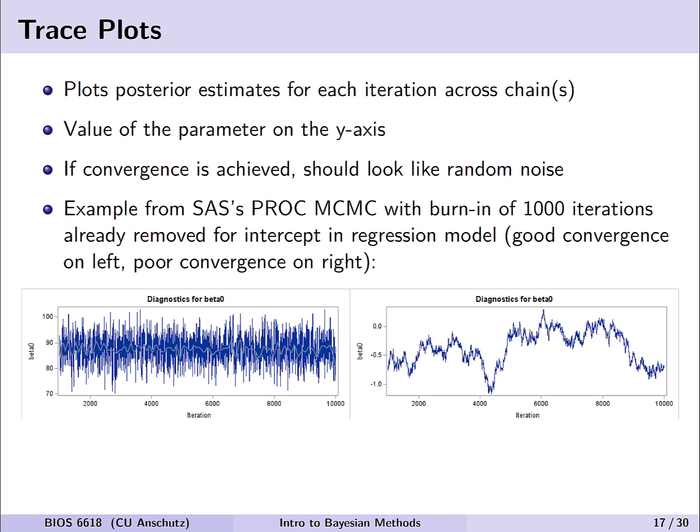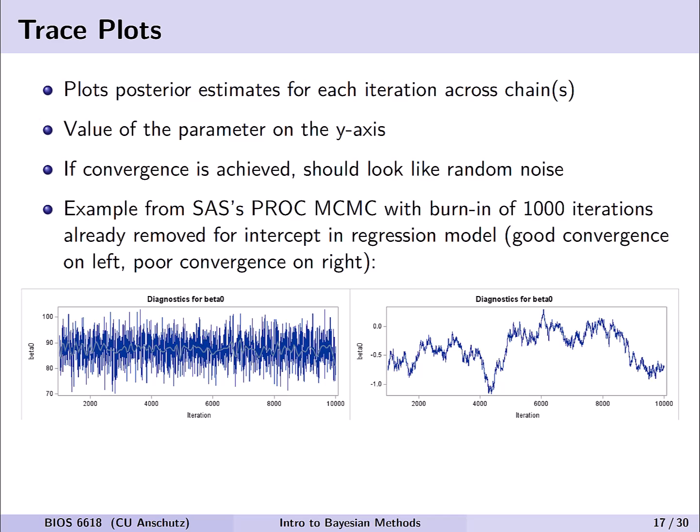We'll start with the idea of trace plots. These are plots that show your posterior estimates for each iteration across all of your chains, or one single chain if you only run one. Generally speaking, you have the value of the parameter on the y-axis, and in the example below, we have a label for beta 0, or the intercept of a regression model. Now, if convergence is achieved, it should generally look like random noise, versus if you have some sort of defined pattern, that might suggest something questionable in your model, or that other things need to be adjusted or revisited.